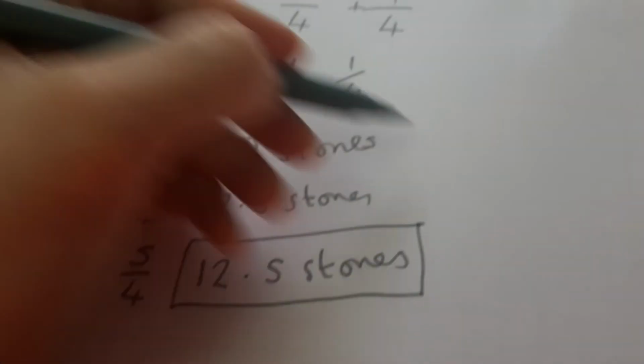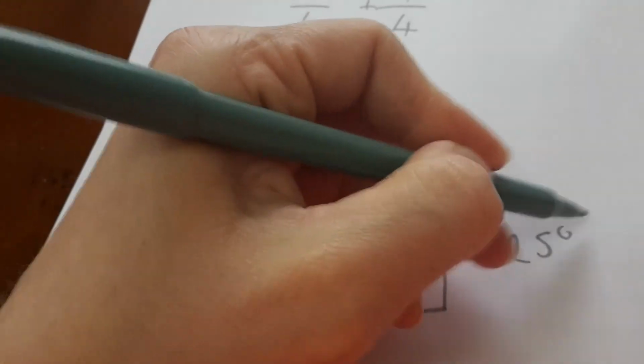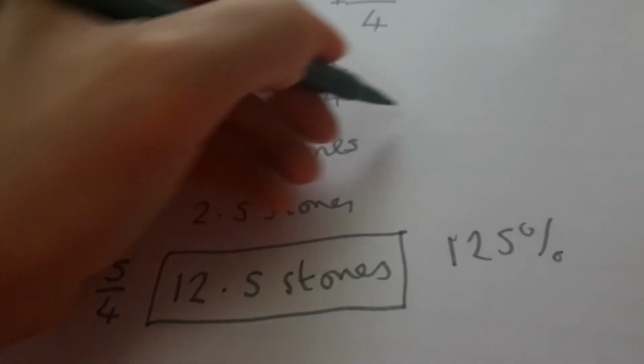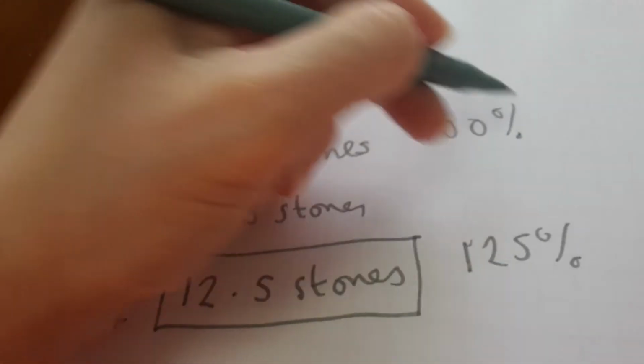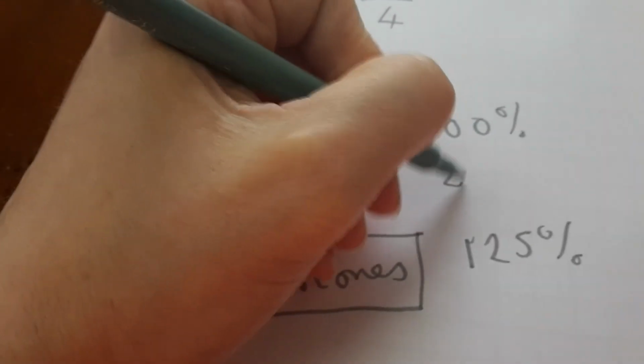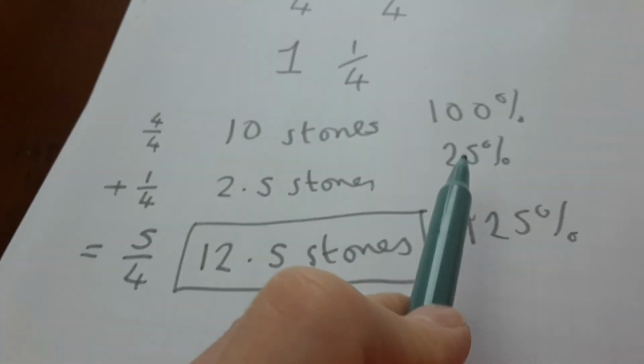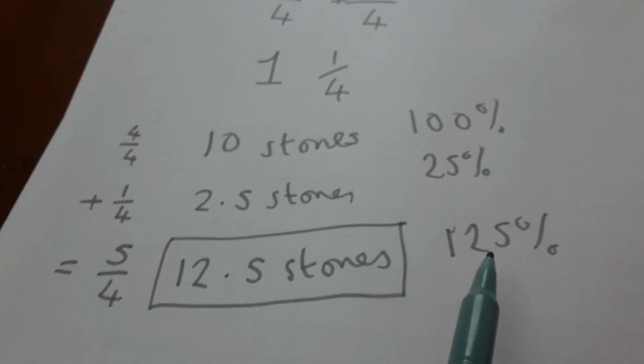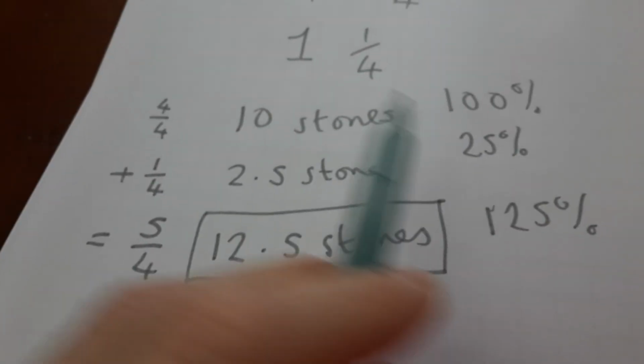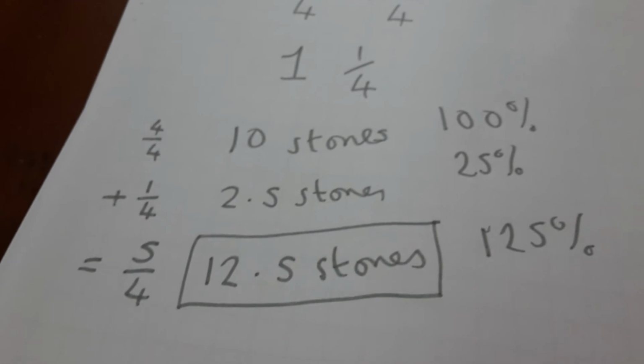The same as saying that this is 125%, because 1/4, so 4/4 is 100%, 1/4 is 25%, so I've ended up with 125% of my original 10 stone.